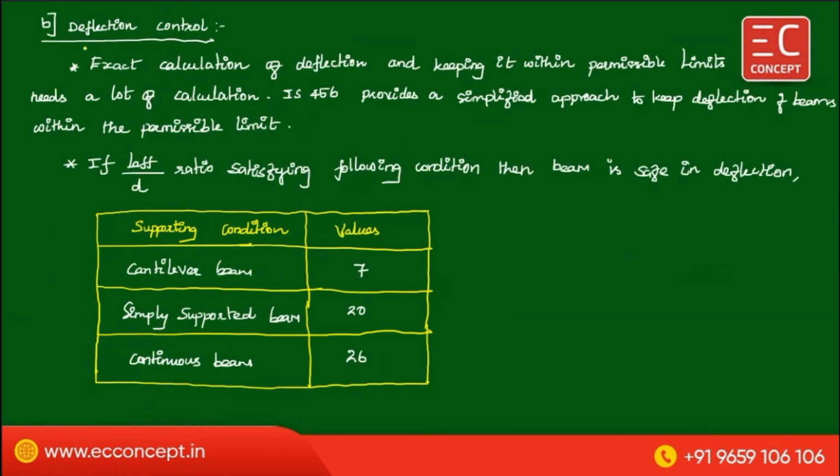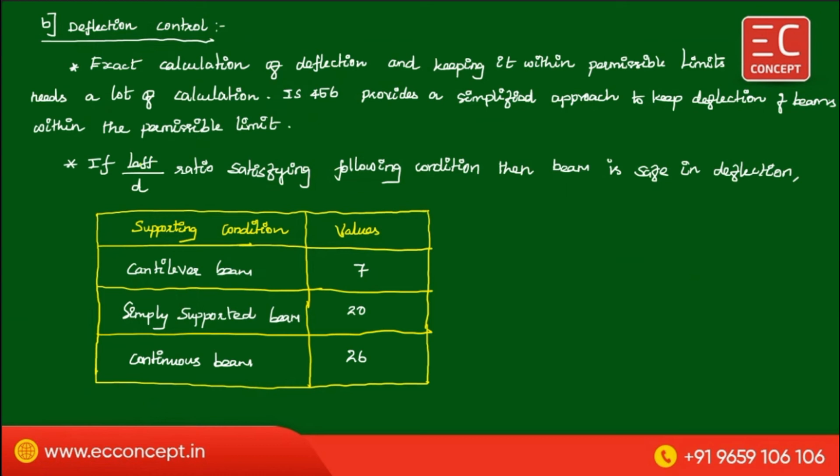Now the third one: IS 456-2000 gave a deflection control. Why deflection control? Because calculating the deflection exactly is very difficult. You need more mathematical calculation. So in order to avoid such kind of mathematical things, IS 456-2000 gave directly the values. The exact calculation of deflection and keeping it within the permissible limits needs a lot of calculation. IS 456-2000 provides a simplified approach to keep deflection of beam within the permissible limit.